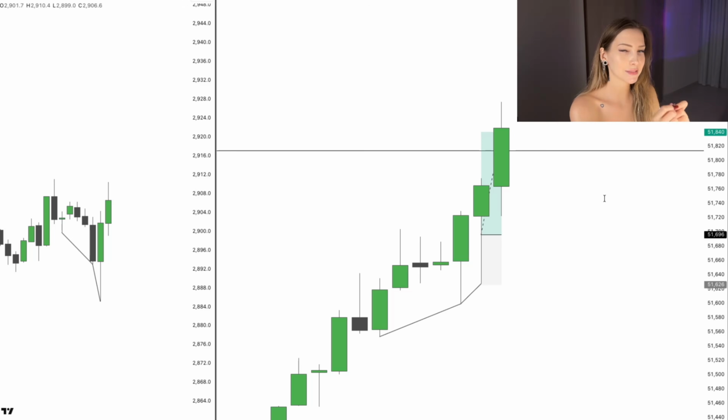And what makes this system so powerful is that it's mechanical. You have specific rules, and either the rules are met or they are not. And that's it. You don't need an opinion. You don't need to guess. You just come to the charts, you go through your checklist. Is the bias there? Is the structure there? Is the entry trigger there? And if everything lines up, you execute. If it doesn't, you wait. There is no room for emotions in this process because the process doesn't ask you how you feel. It just asks you what you see.